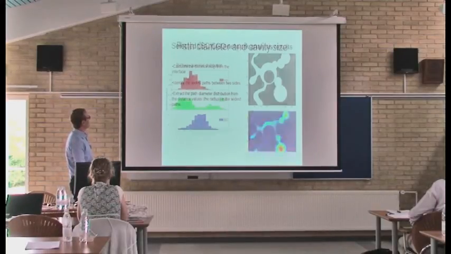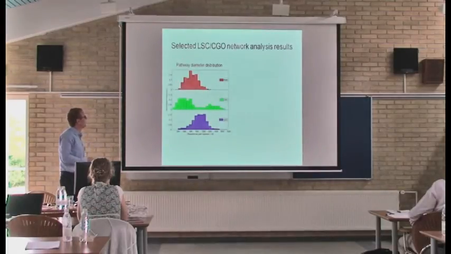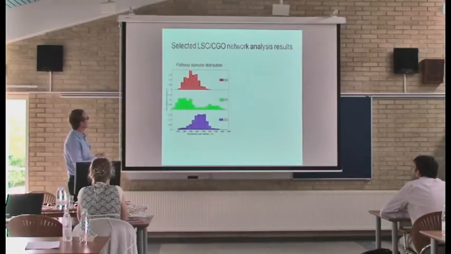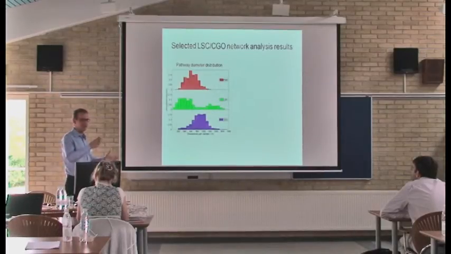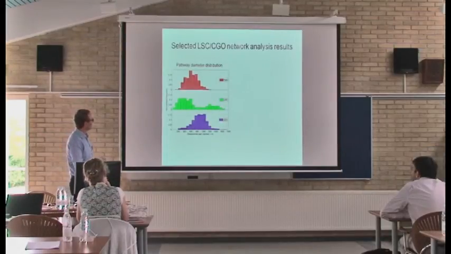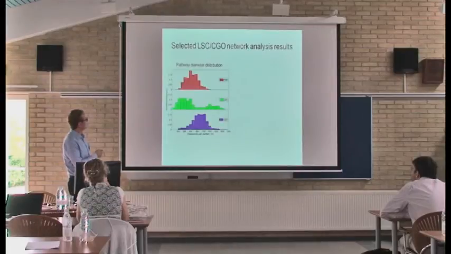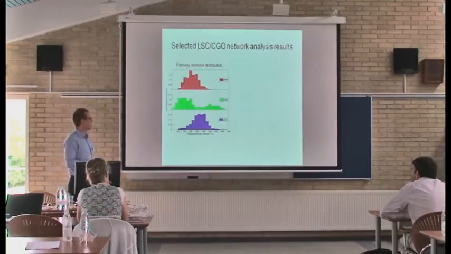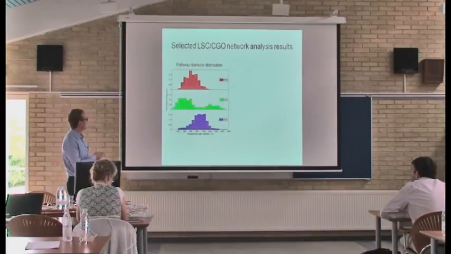Yes. So here are just some selected results from this network analysis. This is an analysis of the path diameter in an LSC CGO electrode, and this has been done on each of the faces separately. I think it's quite easy to see here, for instance, that the pore face has a nice narrow distribution of path diameters, but the LSC face has a bimodal distribution. So we have both quite large path diameters, but also quite narrow path diameters.